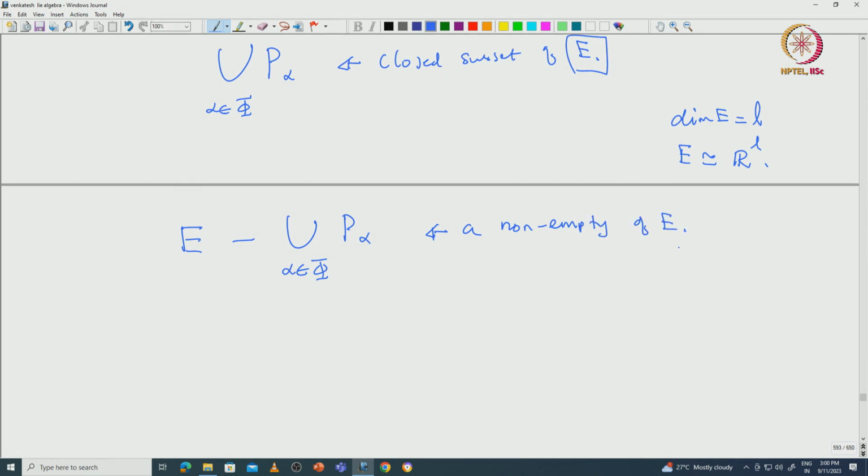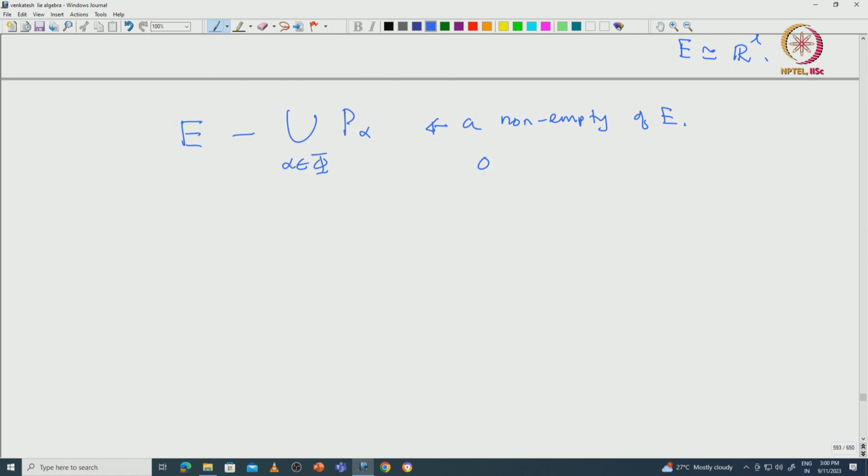Not only that, this is naturally an open set. So, this is an open subset of E, as the union of P alpha is a closed set. Since we have removed only finitely many hyperplanes, you can easily see that this is indeed a finite union of connected subsets of capital E.